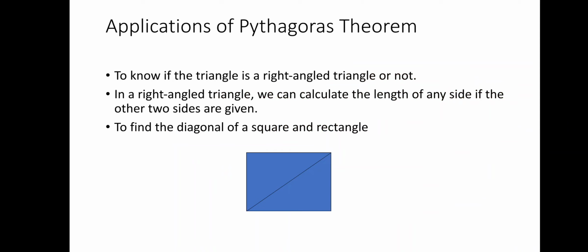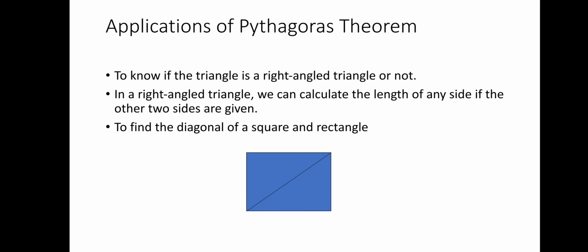So, applications of Pythagoras theorem. The first thing is to know if the triangle is a right-angled triangle or not, because it is of prime importance: it only works for a right-angled triangle. Number 2, in a right-angled triangle, we can calculate the length of any side if the other two sides are known.